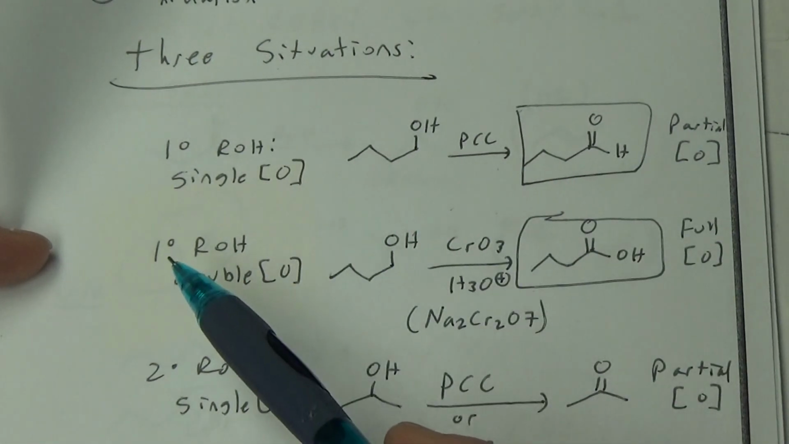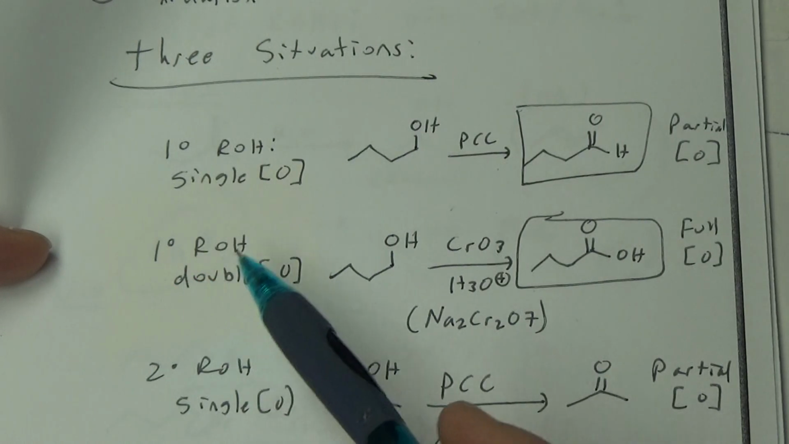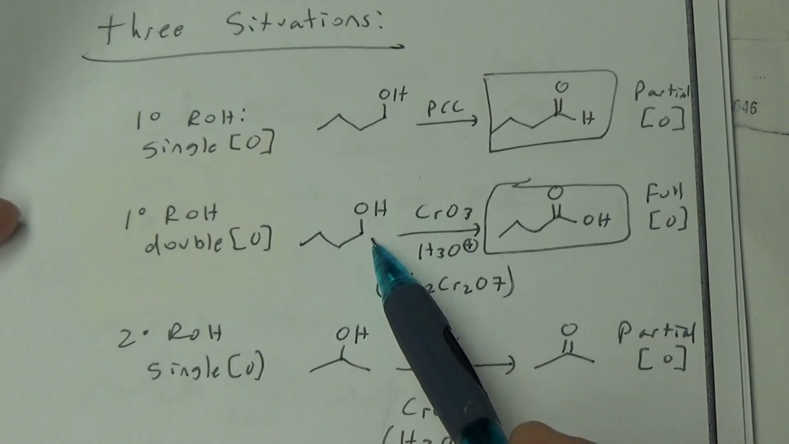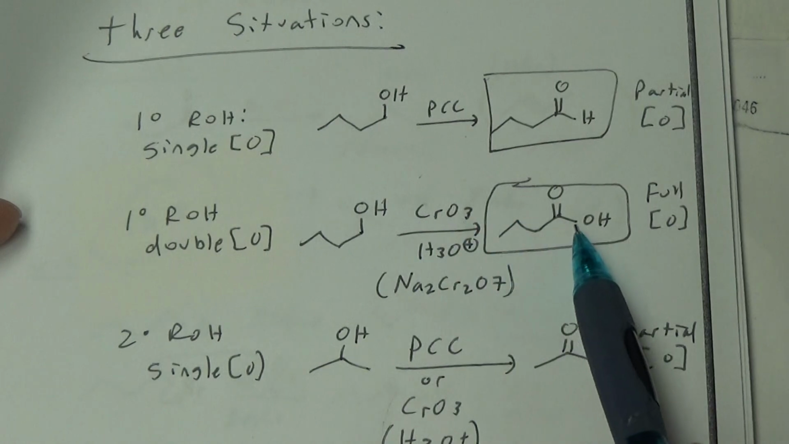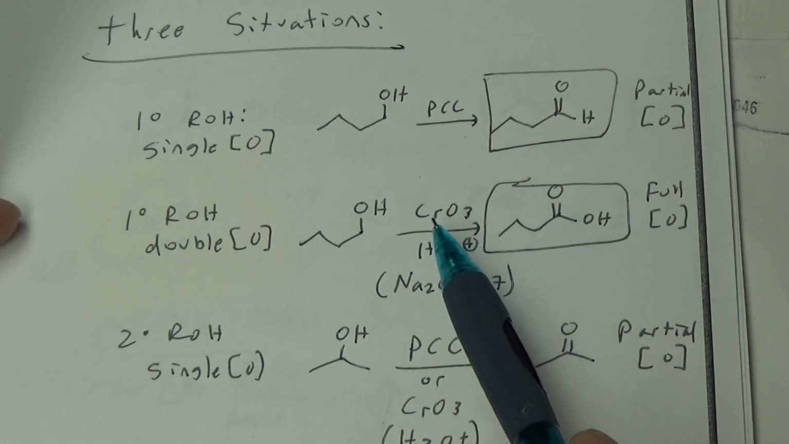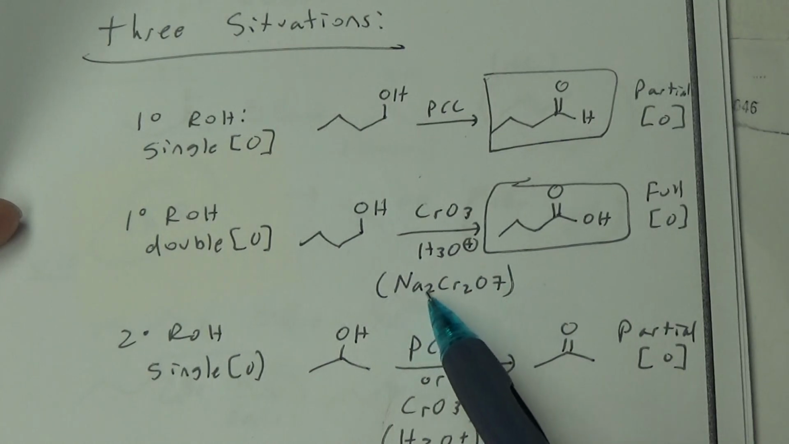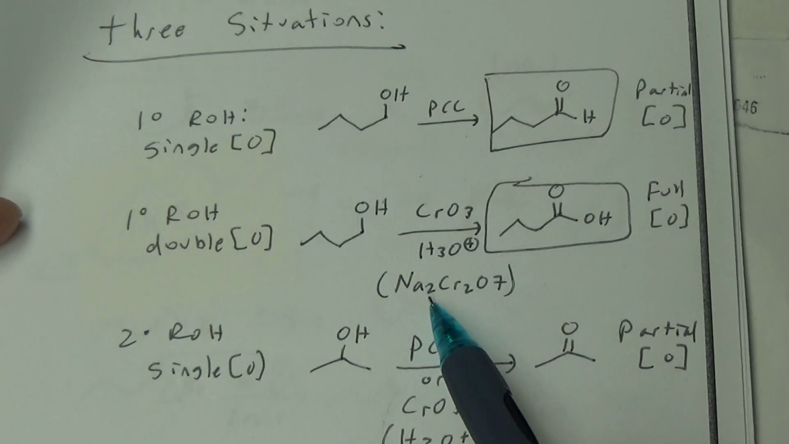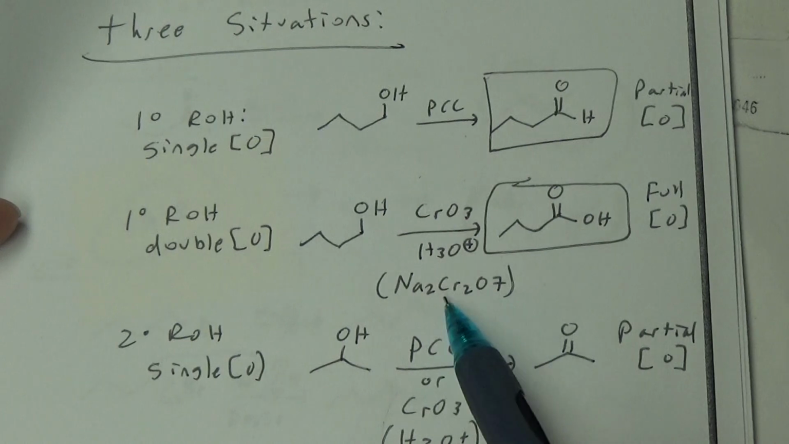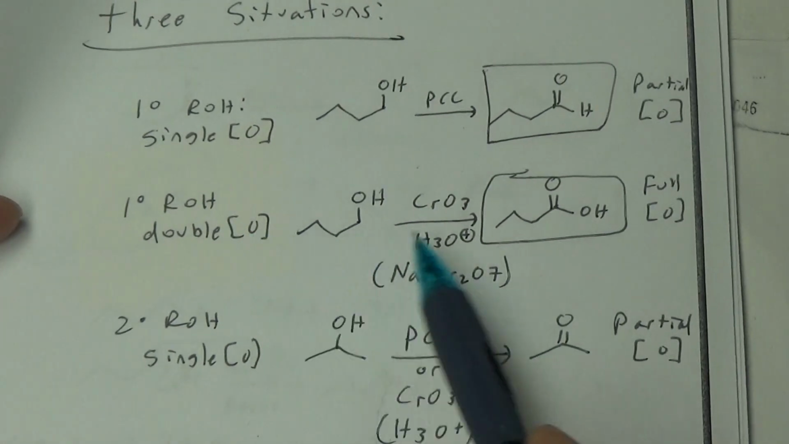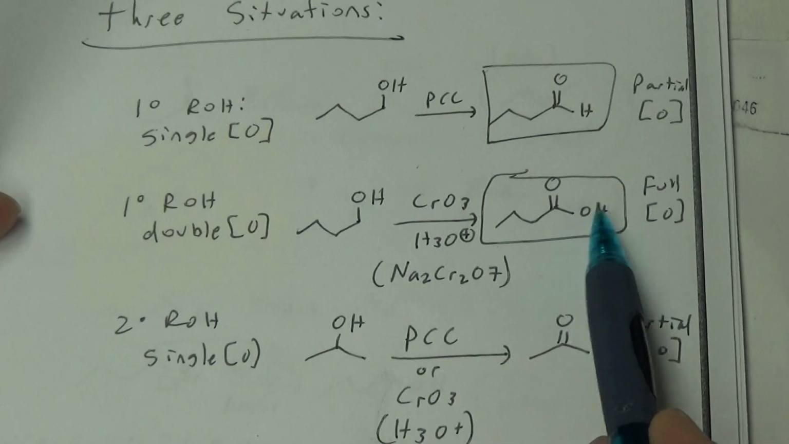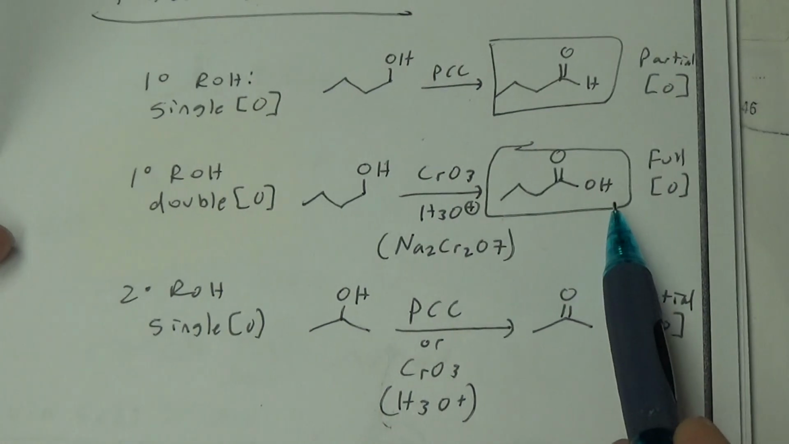You can also do a primary alcohol double oxidation, where you go from one bond to oxygen to three bonds to oxygen. And you can use CrO3, H3O+. Or if you want, as the book emphasizes, Na2Cr2O7, sodium dichromate. So this undergoes a double oxidation to the carboxylic acid functional group.